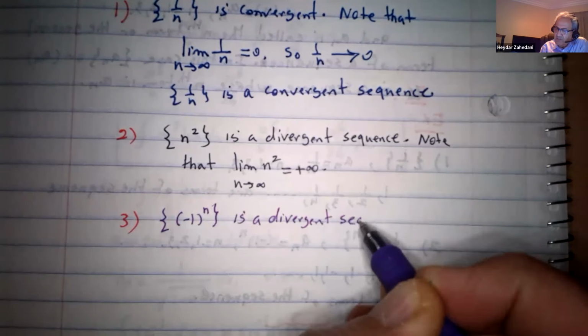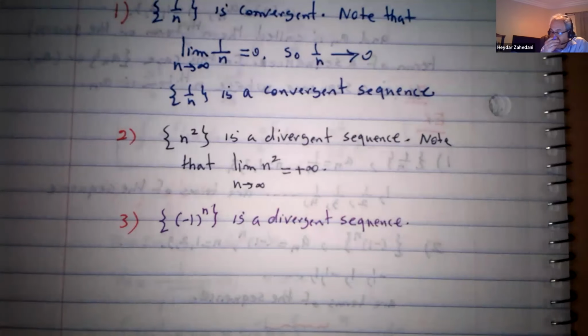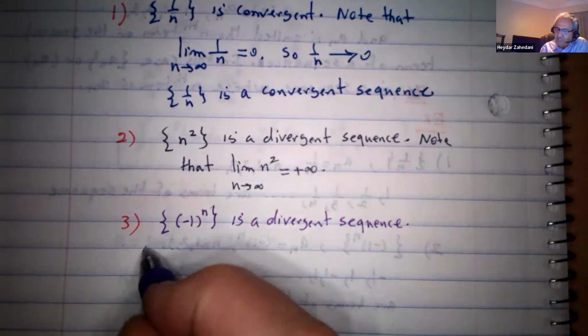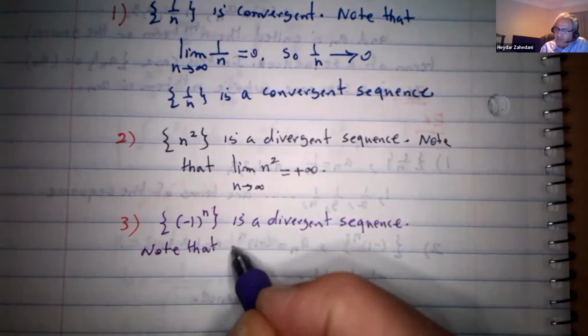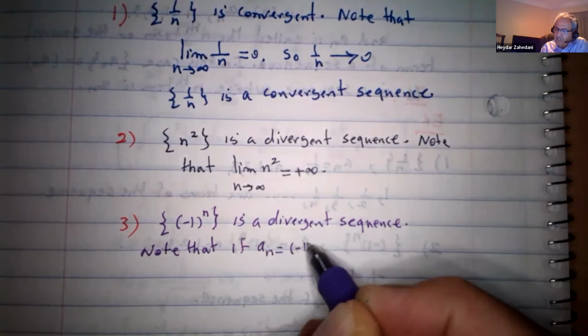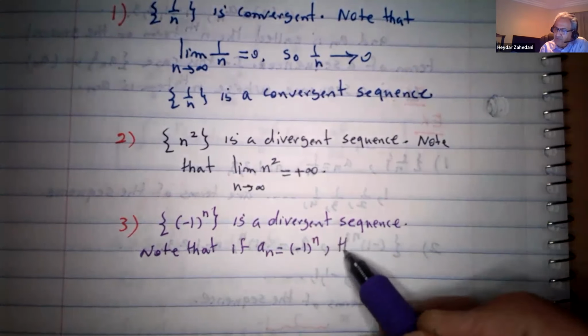Divergent sequence. Because it's going to be 1, negative 1, 1, negative 1, so we cannot fix it. So if you want to prove it, note that if a sub n is equal to negative 1 to the n, then you are going to have two cases.